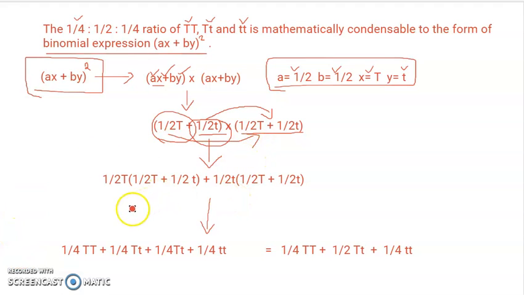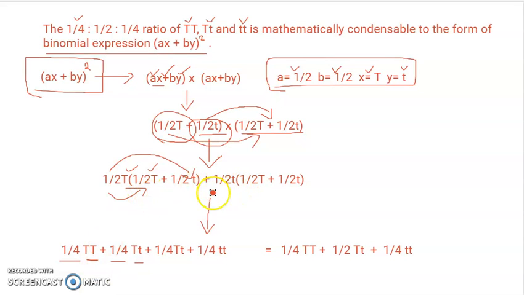And what is the result of it? So you can see here, when you multiply this with this one, it forms 1 by 4. 2 into 2, it is 4. So 1 by 4 capital T, right? So the answer is 1 by 4 capital T. Next, plus when you multiply this one with this value, first you multiplied it with this and you got 1 by 4 capital T, and next you are multiplying the same value with the other one, which is 1 by 2 small t, and it forms 1 by 2 into 1 by 2, it is 1 by 4, and capital T and small t, it forms capital T small t.